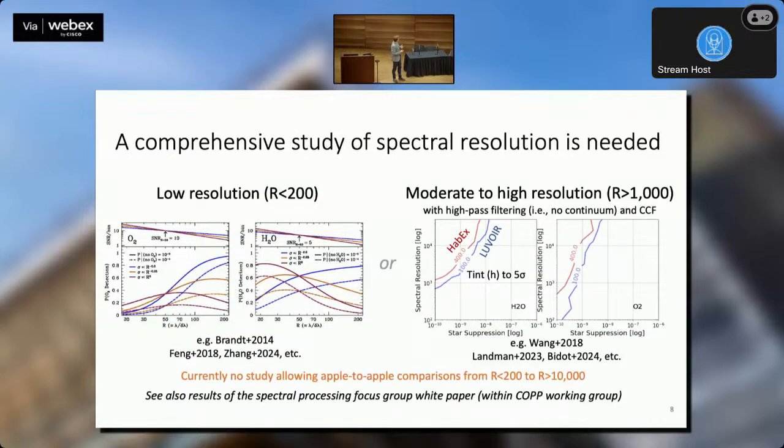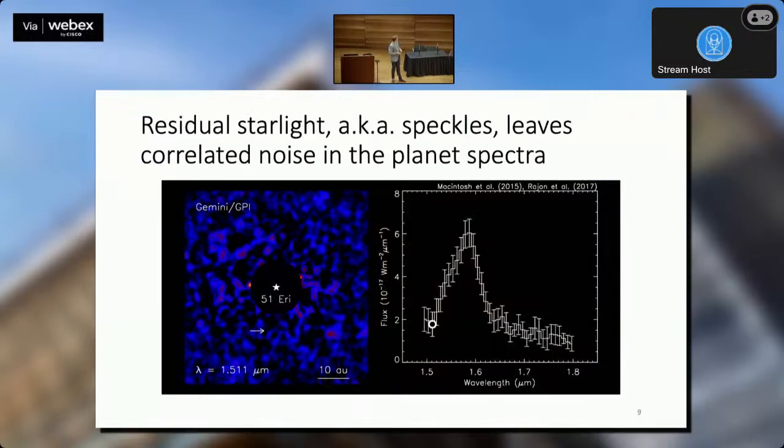So all in all, there's currently no comprehensive study of spectral resolution that allows an apples-to-apples comparison between the low spectral resolution range, like a few hundred, and the high spectral resolutions, 10,000 and above. And I think that's really needed in order to determine what the optimal resolution might be for the spectrograph.